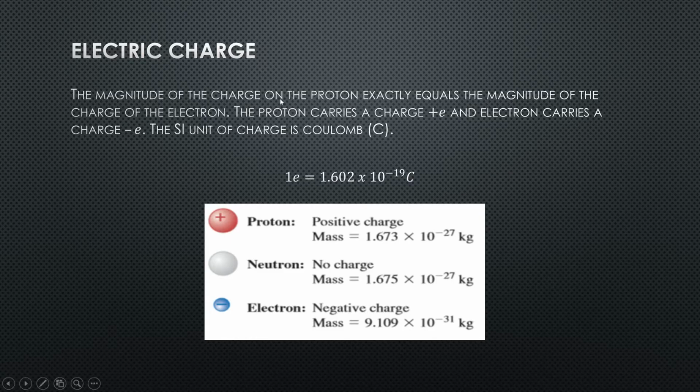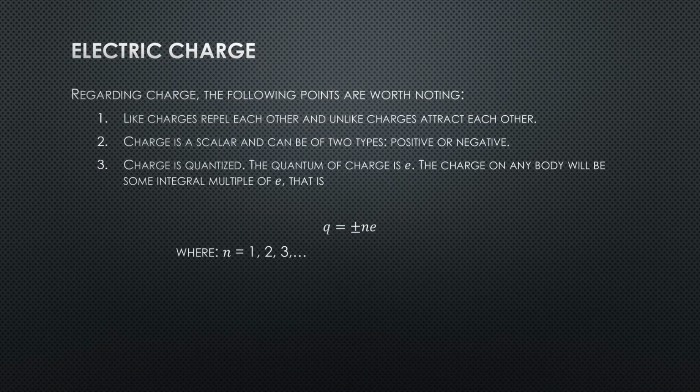The SI unit of charge is the coulomb. The charge of one electron is 1.602 times 10 to the negative 19 coulomb. Regarding charge, the following points are worth taking note.